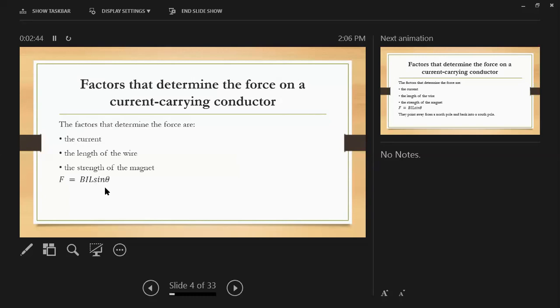So here we have another formula: F equals magnetic field times current times length of the conductor times sine theta. This is the other formula that we are going to use to find magnetic force, for a current carrying conductor, which could be a wire. The first one was about a charge. If you are finding the force for a charge, you use the first formula. If you find the magnetic force for a current carrying conductor, you use this formula.